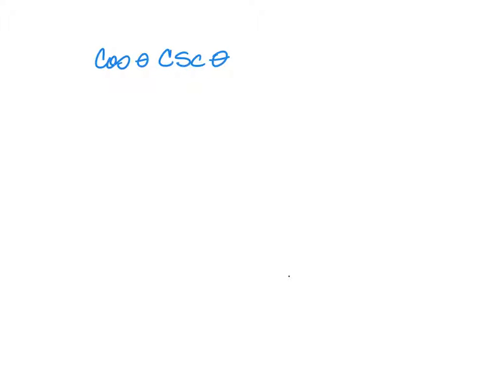So if I have cosine and cosecant, yesterday I think I mentioned that your goal when you're doing these is to change everything to sine and cosine. Well, this guy's already cosine, so he's good, right? Cosecant is 1 over sine. So this is going to be the same as cosine times 1 over sine of theta, okay? Which is cosine of theta over sine of theta.